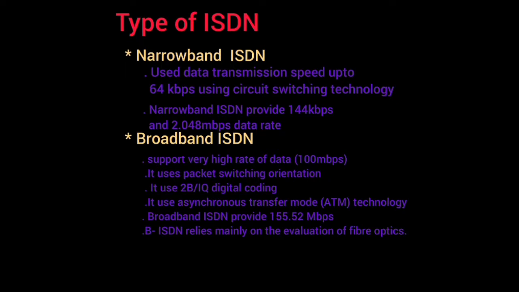Broadband ISDN supports a very high data rate, about 100 Mbps. It uses packet switching orientation. It uses 2B1Q digital coding. It uses asynchronous transfer mode, ATM technology. Broadband ISDN provides 155.52 Mbps. B-ISDN relies mainly on the evolution of fiber optics.